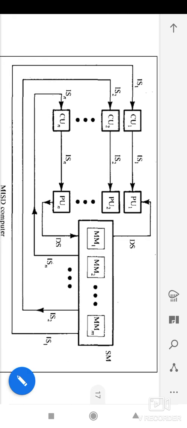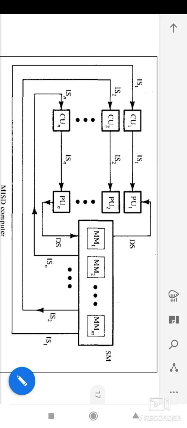And this is the architecture. It contains the shared memory unit and a set of different control units, each of which works with its own single instruction stream.